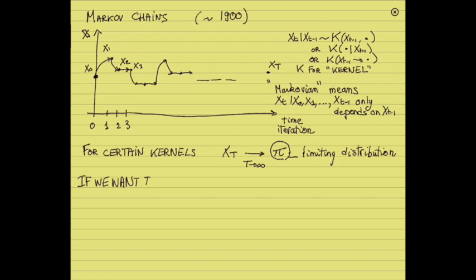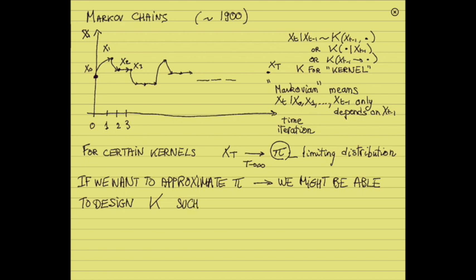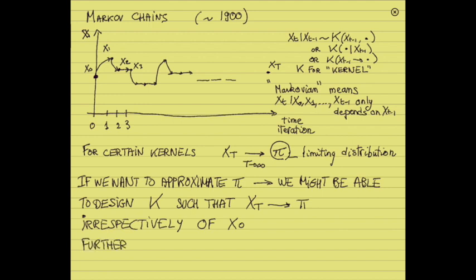If we want to approximate the distribution pi, perhaps we might be able to design a Markov chain, so to design the transition kernel k of a Markov chain, such that the Markov chain converges to pi. And so then, in order to approximate pi, we will simply run the Markov chain a certain number of steps, and of course the key question is how many steps, and collect the last samples. And interestingly, this validity will occur irrespectively of the starting point x0.